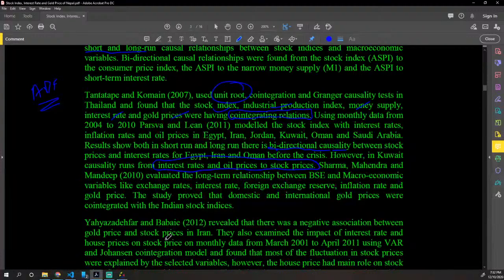Sarvama Indra and Mandip evaluated the long-term relationship between BSE and macroeconomic variables. Like what? Like exchange rate, foreign exchange reserve, inflation rate, gold prices. The study proved that domestic and international gold prices were co-integrated with Indian stock indices. International gold prices as well, domestic and international gold prices.